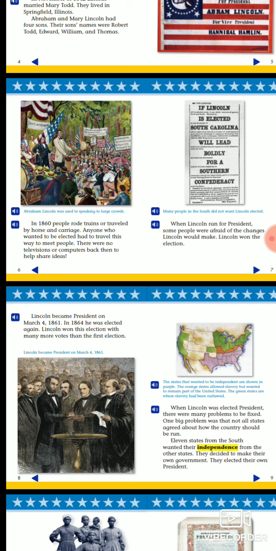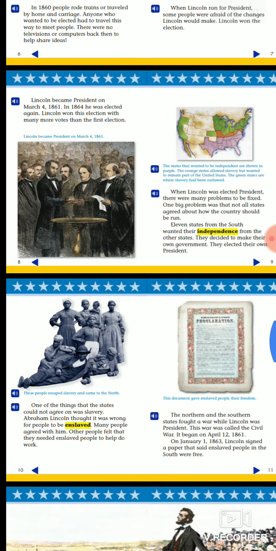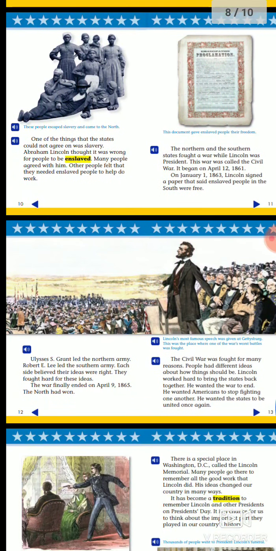When Lincoln was elected president, there were many problems to be fixed. One big problem was that not all states agreed about how the country should be run. 11 states from the South wanted their independence from the other states. They decided to make their own government. They elected their own president. One of the things that the states could not agree on was slavery.